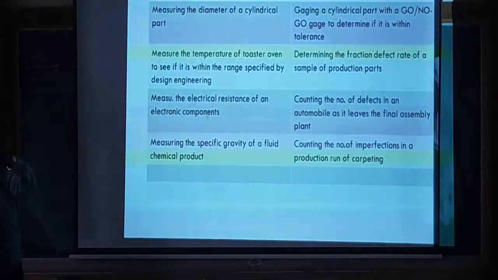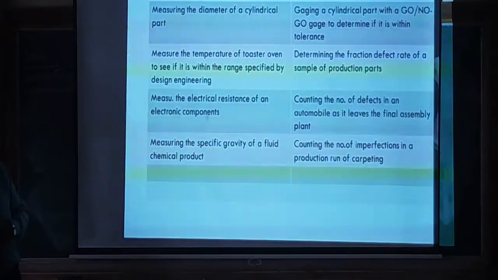But here, counting the number of defects: we check all those parts, keep them in the ASRS, and whenever we require them we retrieve them. Counting the number of defects in the automobile as it leaves the final assembly plant, so we have to check all the parts before keeping them in the storage system. So we count the number of defects. That is also one of the attributes.